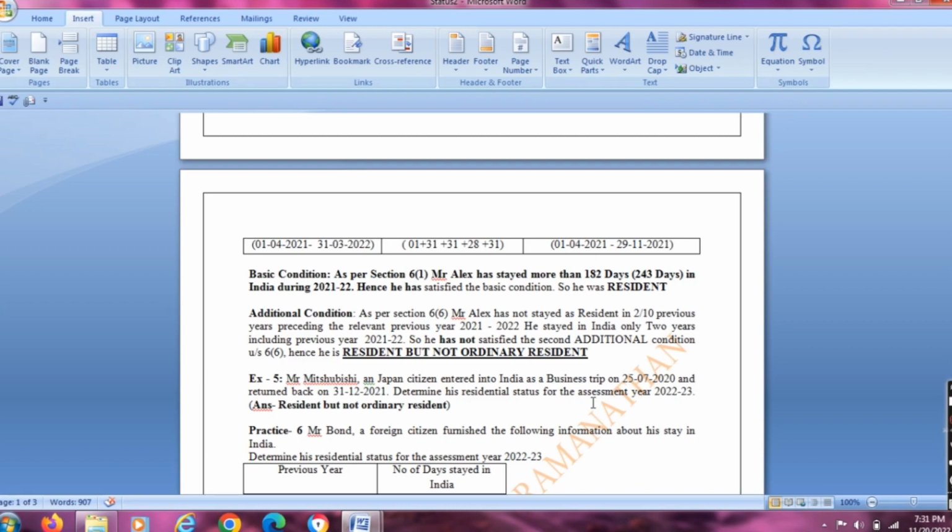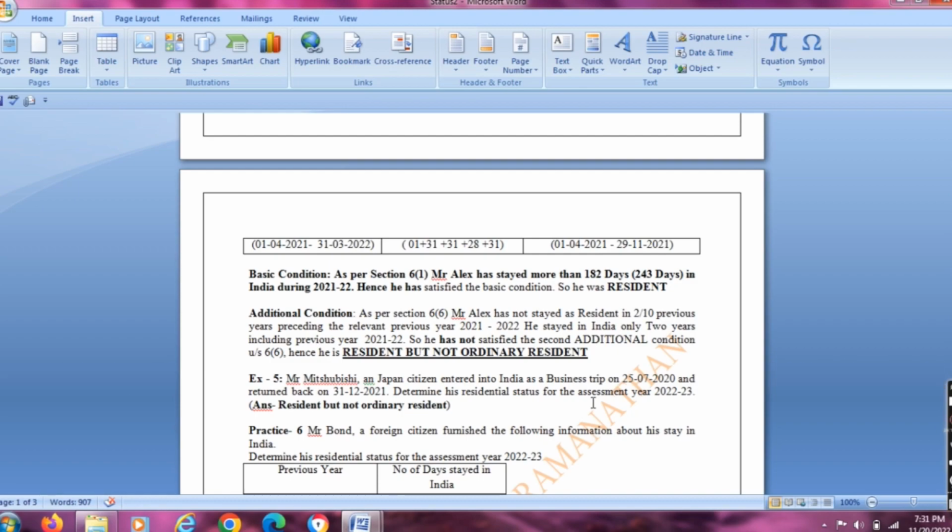He stayed in India only 2 years, including our previous year 21-22. So he has not satisfied the second additional condition under section 6 subsection 6. Hence he is resident but not ordinary resident. In the same pattern, the listeners can practice exercise 5.